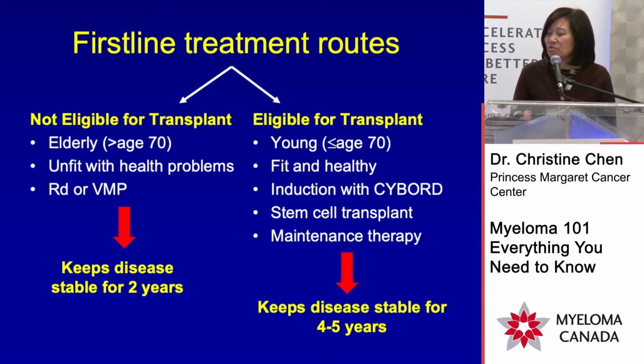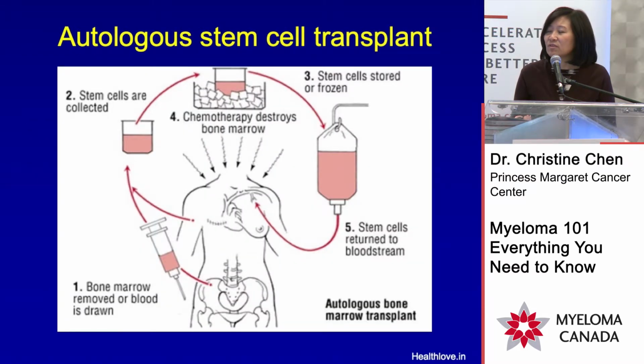And then we go on to transplant, and many centers do or do not offer maintenance treatment afterwards to hold the myeloma quiet. This can keep your disease quiet for 4 or 5 years, just on average. So this is the process of transplant, and it's autologous because we use the patient's own stem cells. You may hear about allogeneic transplants, where we use stem cells from a brother or sister or even a parent. That we do not do routinely in myeloma.